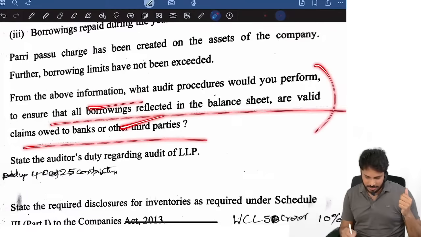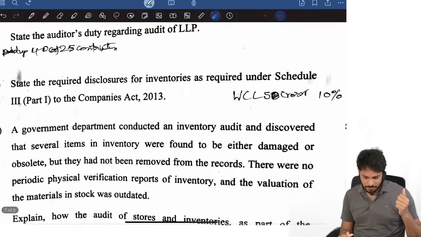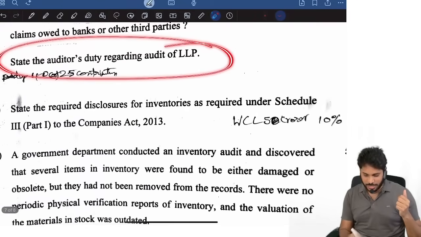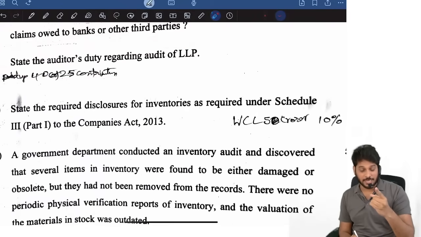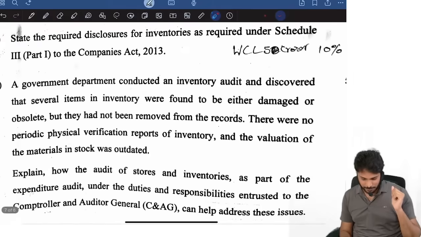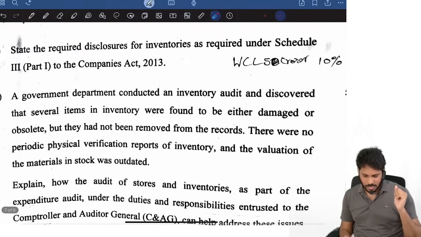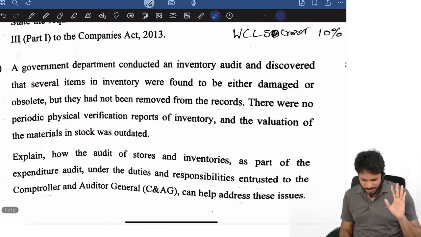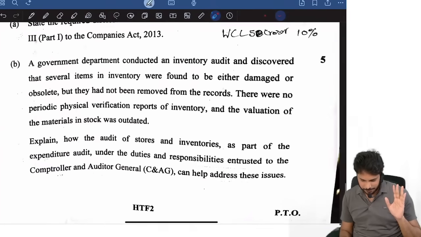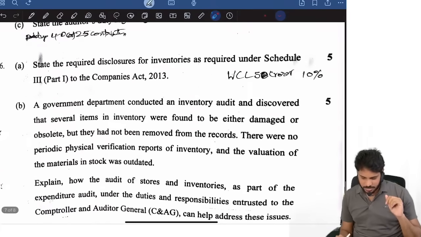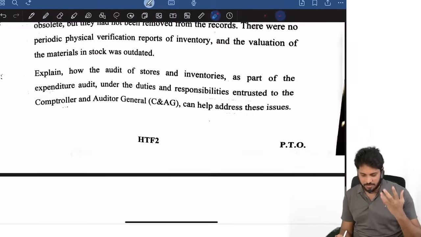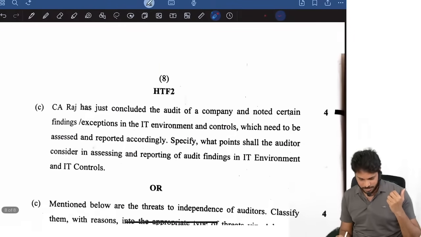This is regarding completeness of disclosures. Auditor's duty regarding LLP. Remember different types of entity in expected questions, LLP I told. Disclosure requirements for inventory, straight question. This is regarding audit of inventory in government. Audit of stores and inventory, straight question.